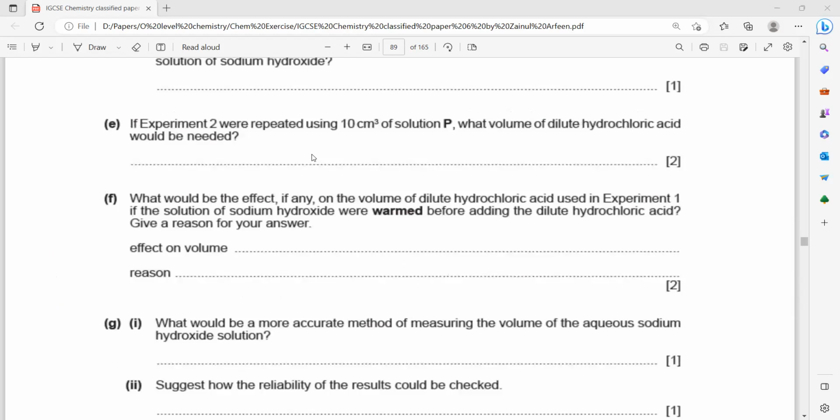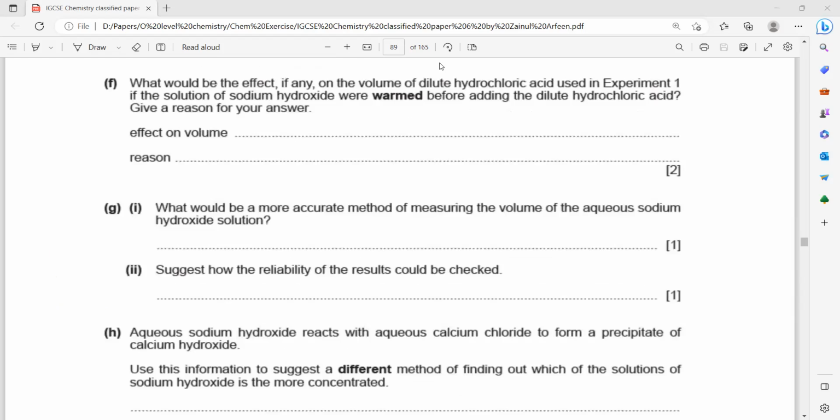Then in part F, what will be the effect on the result if we warm it? So in a titration, there is no effect. Why is there no effect? Because we are using the same amounts and same concentration of solutions, so temperature does not affect the volume required for a titration.